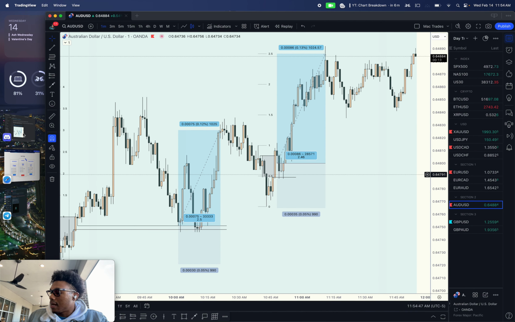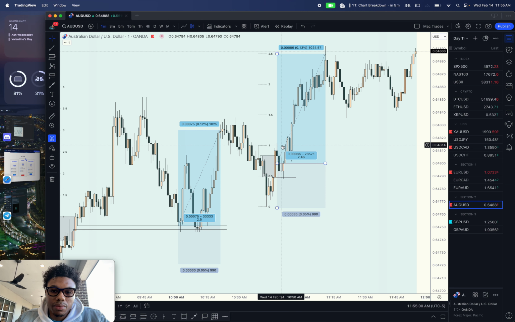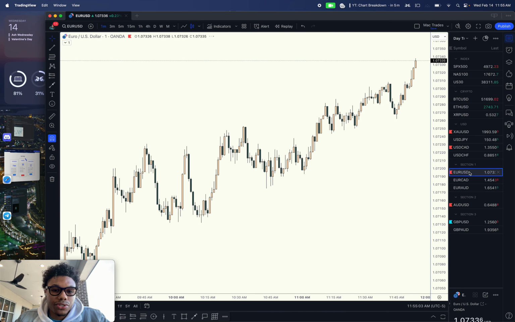let's pull out the calculator real quick. So we could have had about 4.96% return, but we just had a 2.5% return since we missed the second trade. Next, let's go ahead and get into Euro/USD.